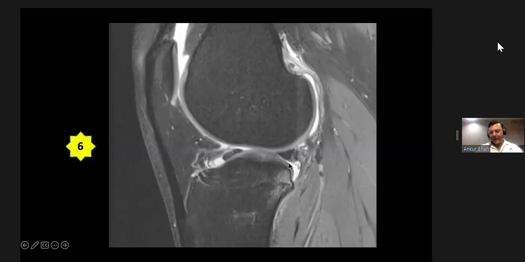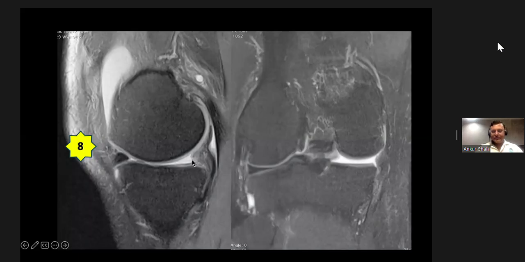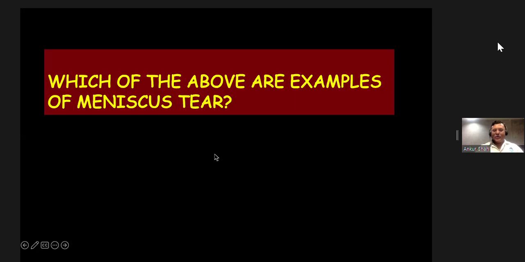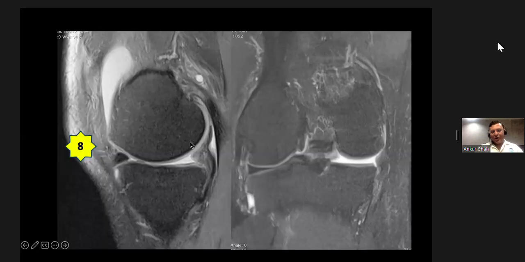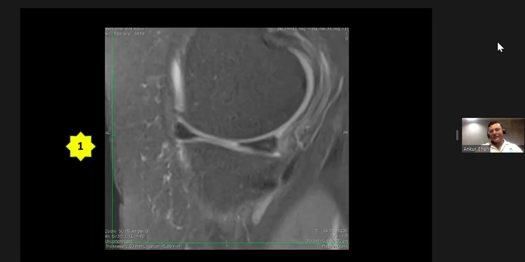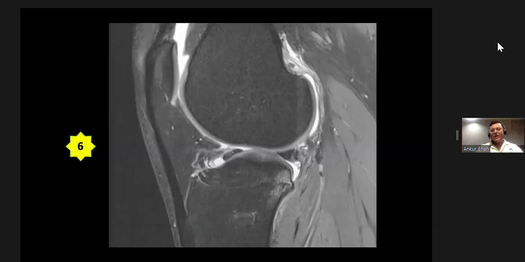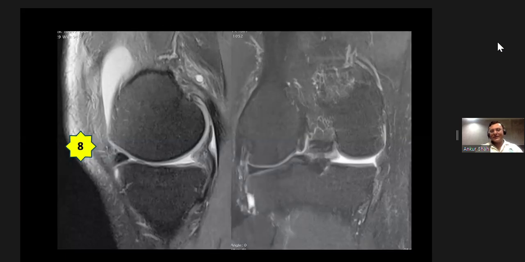Here is a vertical hyperintensity in the posterior horn of the medial meniscus. And here is an abnormal shape of the meniscus, which looks like a wavy appearance. And here we don't see the meniscus at all. There is no meniscus. So out of these eight examples, how many do you feel are examples of tear, and how many do you feel are just a normal meniscus, or at least not a tear, and something else?